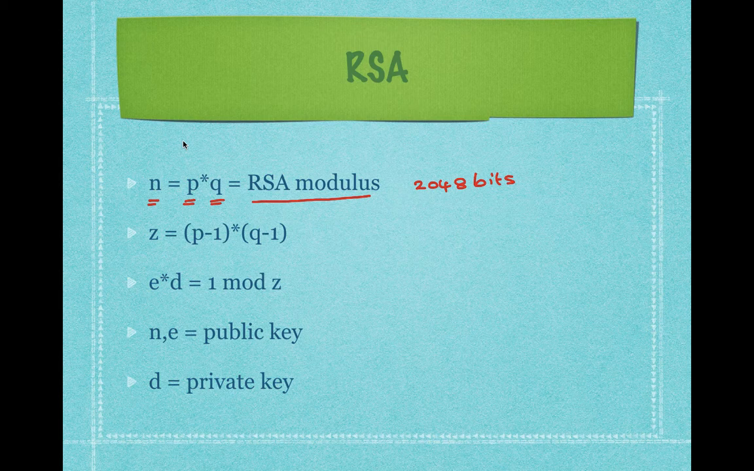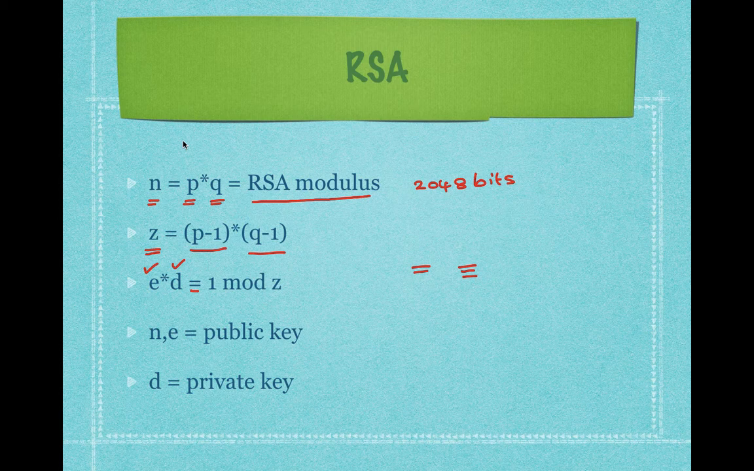Now you subtract 1 from P, you subtract 1 from Q, you multiply these two, and you get another value called Z. Now you choose two values E and D such that when you multiply these two, you get 1 mod Z. Usually when you work with modular arithmetic, instead of equal, we always use this symbol, which refers to equivalent, not exactly equal. So E * D ≡ 1 mod Z.